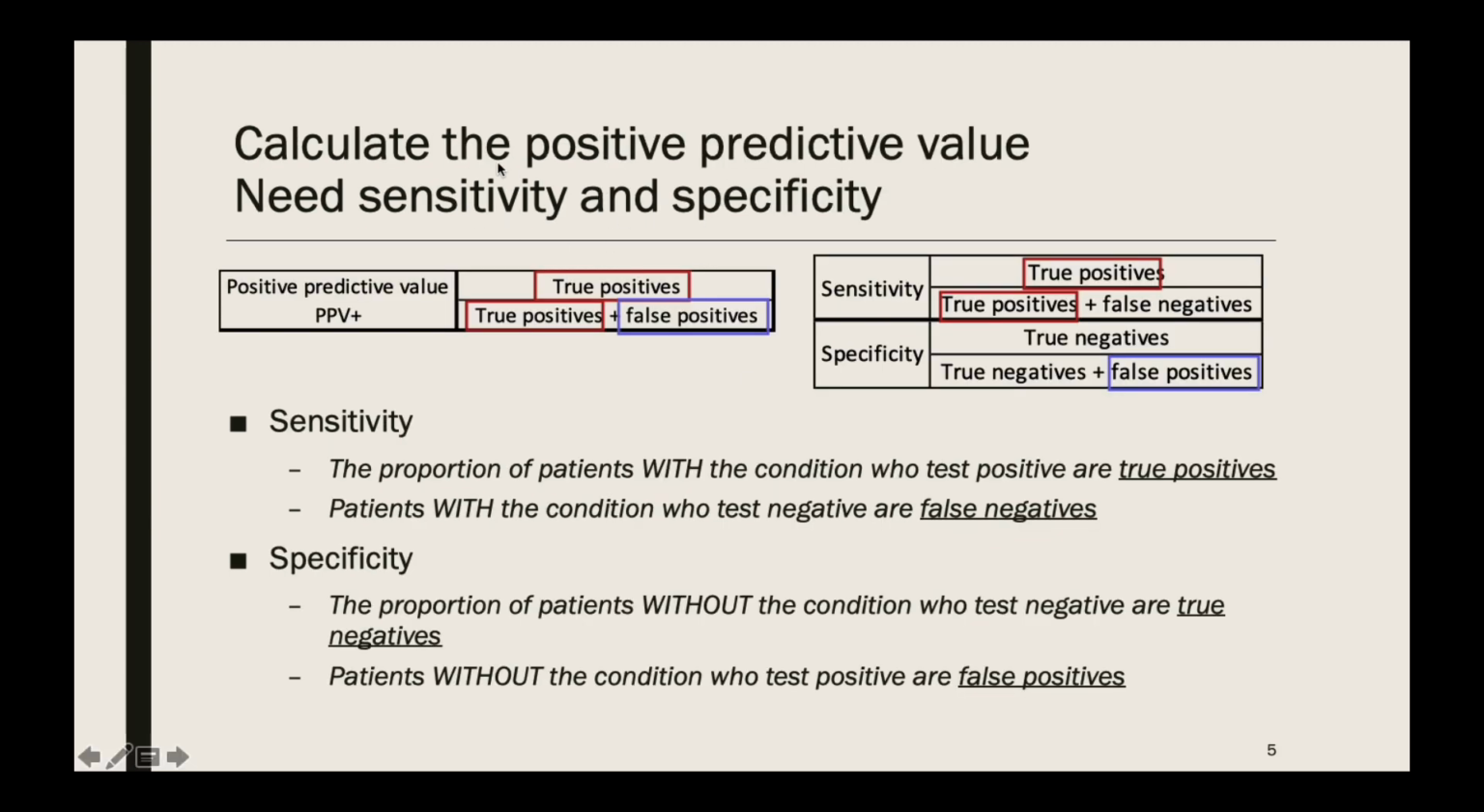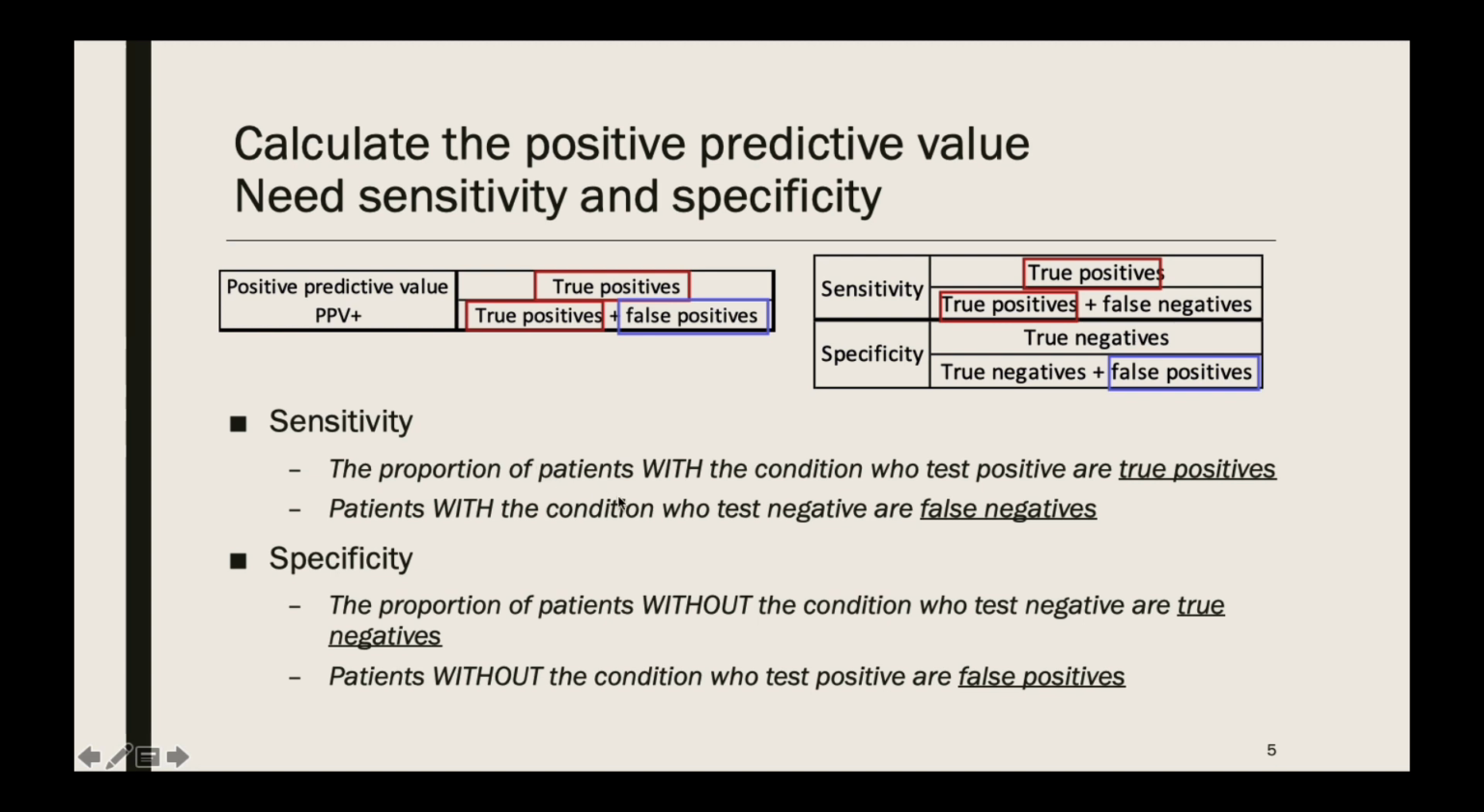So if we want to calculate the positive predictive value, or the post-test probability, we need sensitivity and specificity. Here's our definition of positive predictive value, and it's obviously true positives divided by the total number of positives, both true positives and false positives. If this were a perfect test and there were no false positives, then the positive predictive value of a positive test would be 100%. But sadly, most tests are not without false positives, and so we need to know what that false positive rate is.